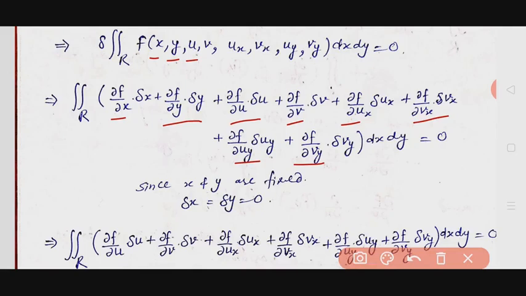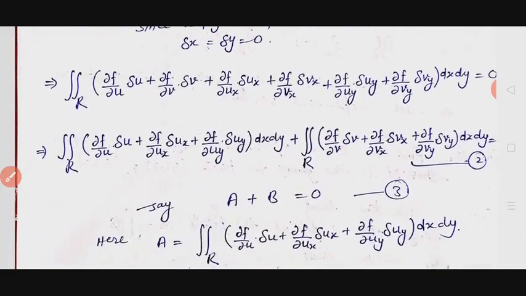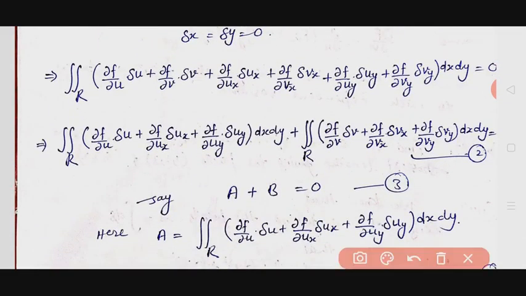But when you are taking the variation of I, we consider the independent variables as fixed. Here there are two independent variables x and y, so we keep them fixed. If these are fixed, then delta of x and delta of y will be equal to 0, so that part will be eliminated. If this part is eliminated, then the remaining part of the double integral is this one.